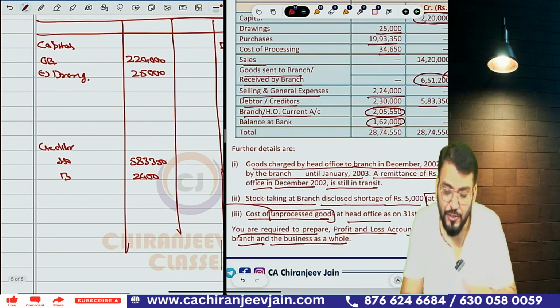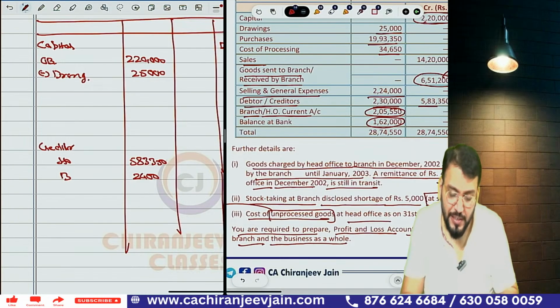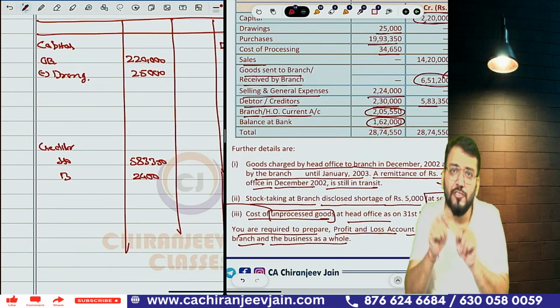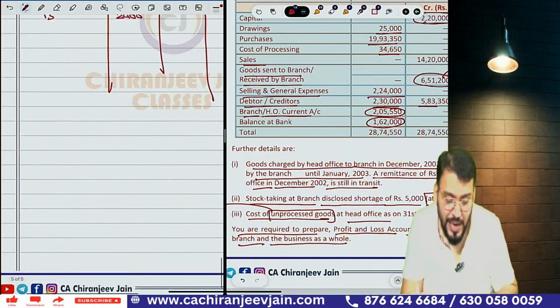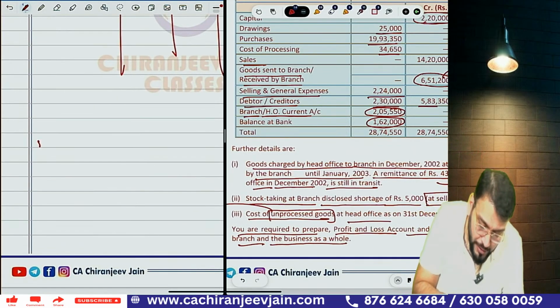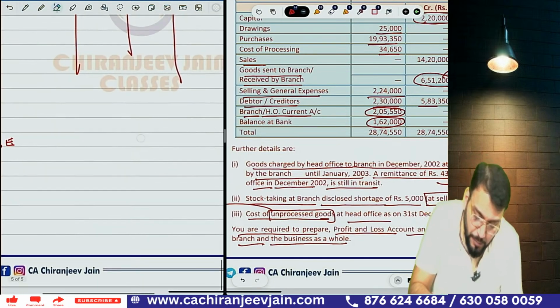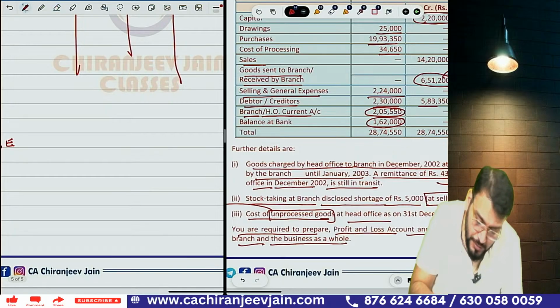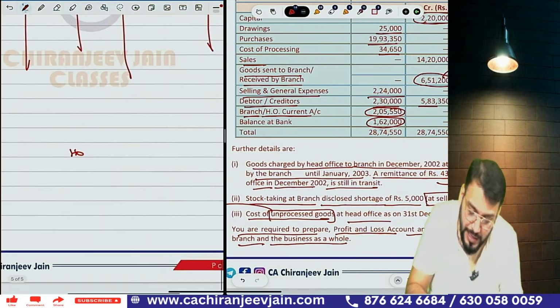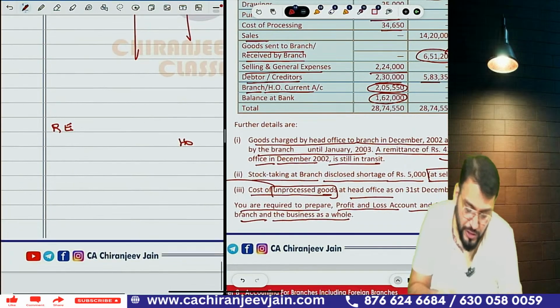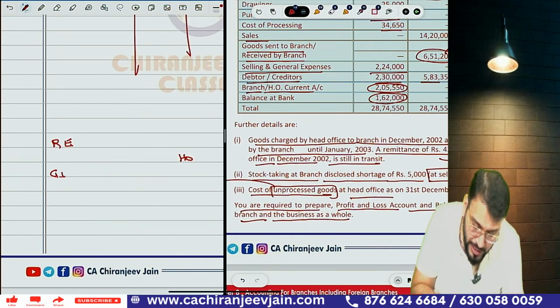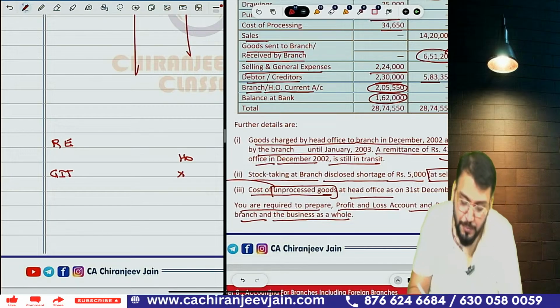Then they give branch account and HO account. I hope you're understanding. But can you say branch account and HO account will not come in the consolidated balance sheet? It is not reconciled. For that, we'll pass reconciliation entries, in the books of head office and in the books of branch. The first reconciliation is for goods in transit, which will be done in the books of branch.